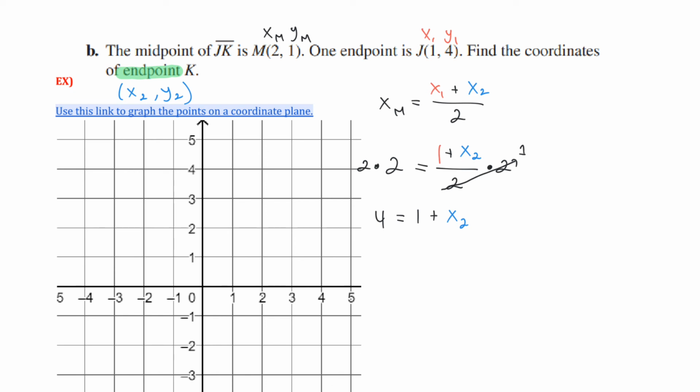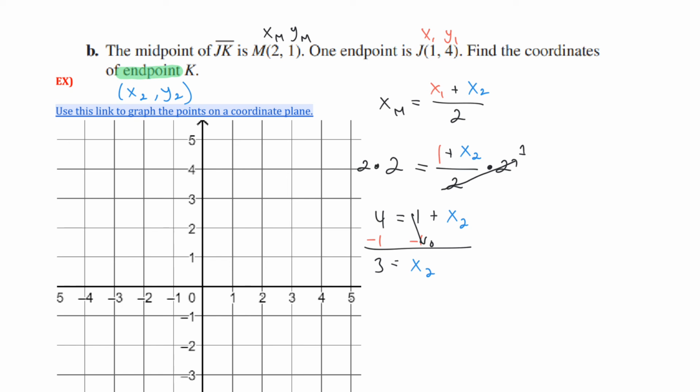Finishing up, because again, what we're solving for is x2. That is our unknown. We can subtract 1 on both sides of the equation. 4 minus 1 is 3, is equal to, this number right here becomes 0, and I'm just left with x2. All right, so we found the x-coordinate for the endpoint.